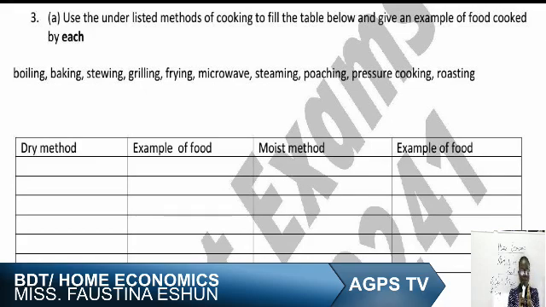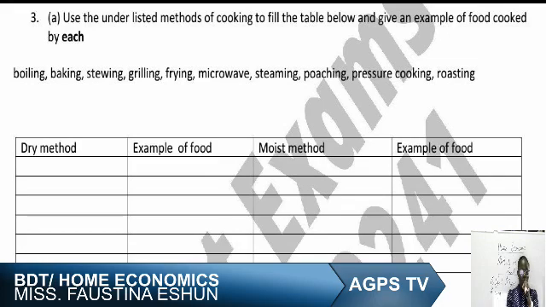We are going to decide whether each is a dry or moist method of cooking food. As I explained the moist and the dry methods, by going through the definition, you will be able to group the methods under dry and moist. After, we are going to give examples of food that can be cooked by each method listed. So can you try and identify some dry and moist methods of cooking food? Okay, very good. Now the first one is boiling.